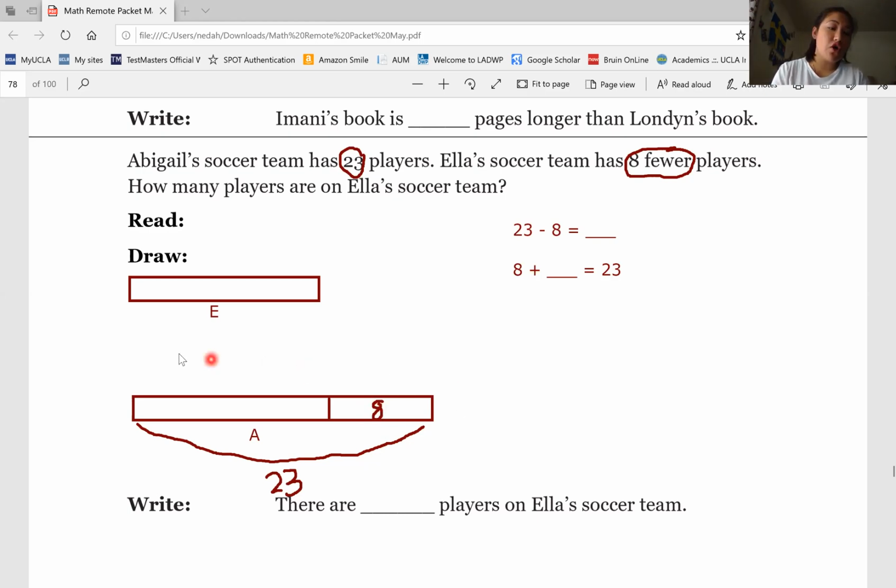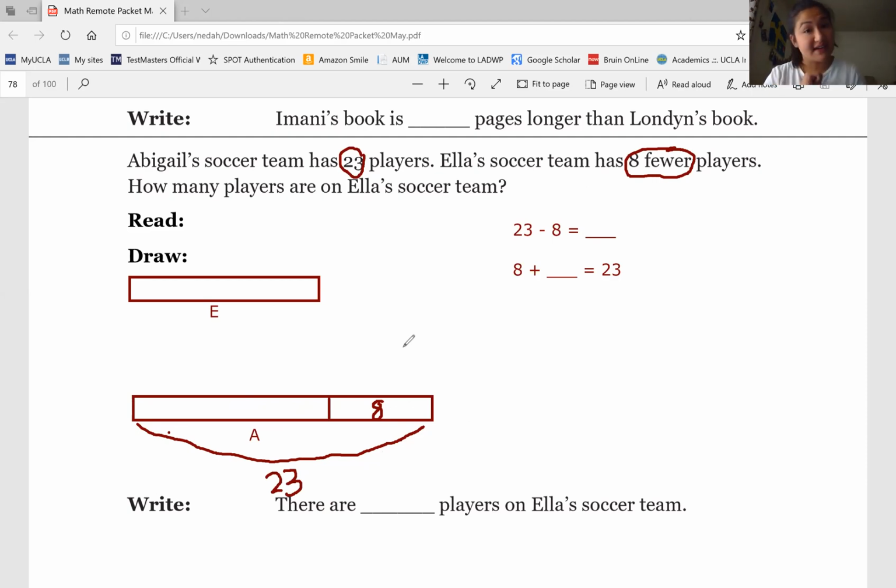But I know the total of Abigail's tape is equal to 23. So I need to find out what number goes in this part of Abigail's tape, which will also be the same number that goes in Ella's tape. So to do that, I wrote a number sentence subtracting the bigger number, the total of Abigail's tape, minus the part that we know. Let's grab 23 and count down 8 times.